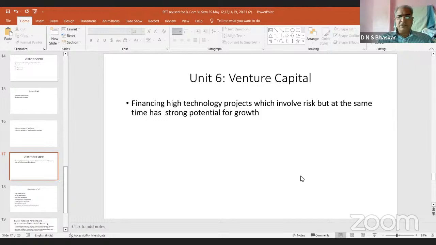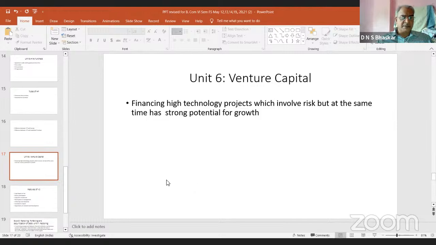The word venture is used nowadays in the real estate business, but this is not the only accepted usage. Venture may be used for any item that involves a high risk element. So, venture capital is defined as equity support provided.